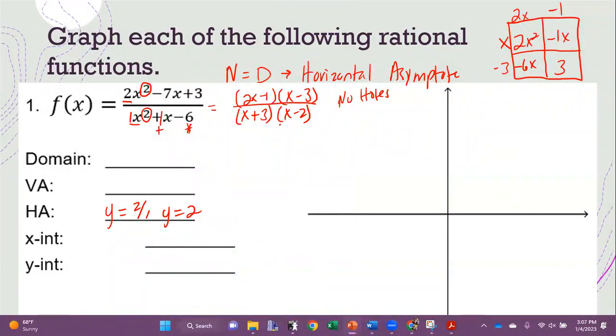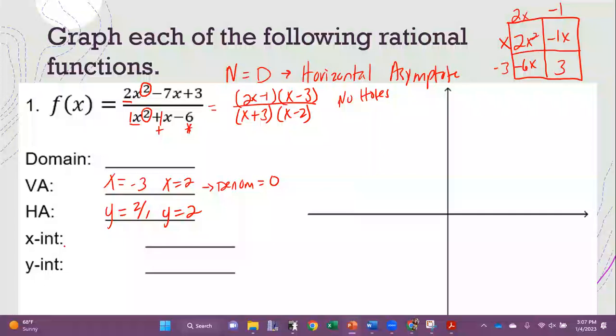So next, we're going to look at our vertical asymptote. Your vertical asymptote comes from setting your denominator equal to 0. So if I set each factor of my denominator equal to 0, which is what you should have done during your do now, to find your domain, you should have factored and set your denominator equal to 0. Okay, so x plus 3 equal to 0. That means that x has to be -3. x minus 2 equal to 0 means that x has to be +2. So those are my vertical asymptotes.